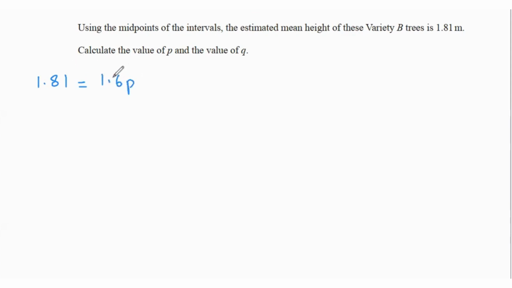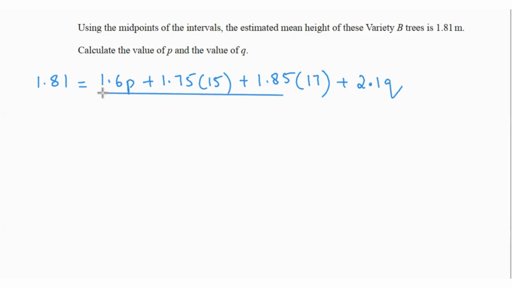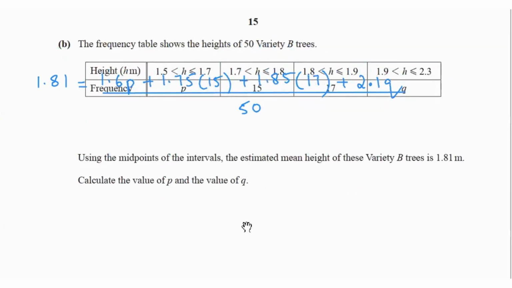1.6 times P. We multiply the X value with the frequency, plus 1.75 times 15, plus 1.85 times 17, and plus 2.1 times Q. And this entire thing is divided by the total frequency, which is given as 50, because there are 50 trees. That's what the question says.